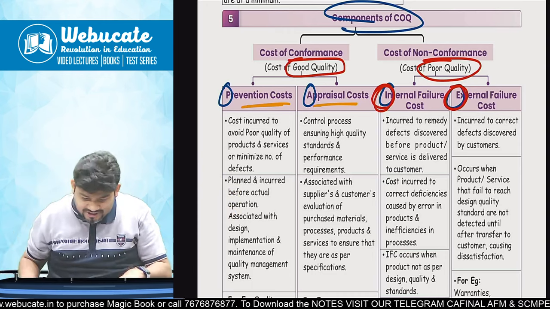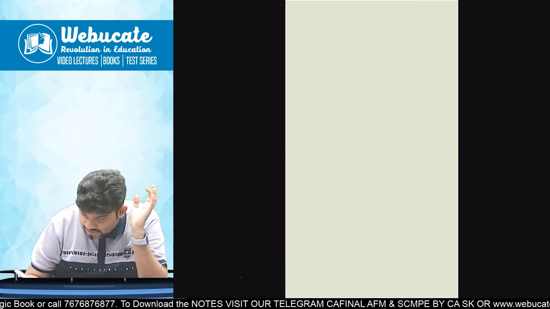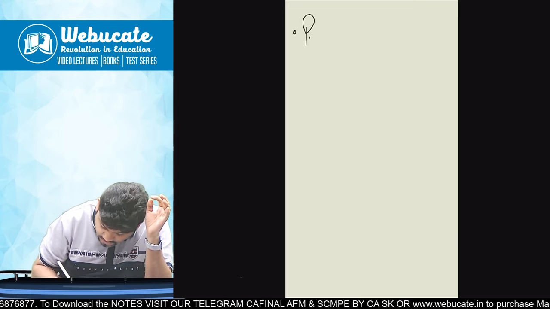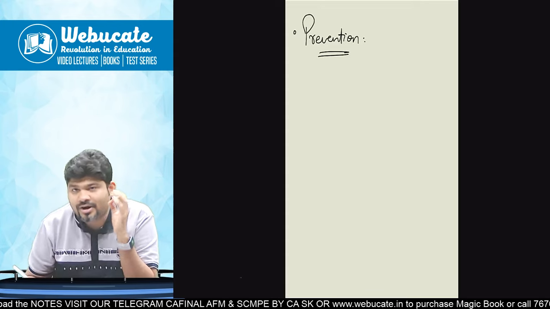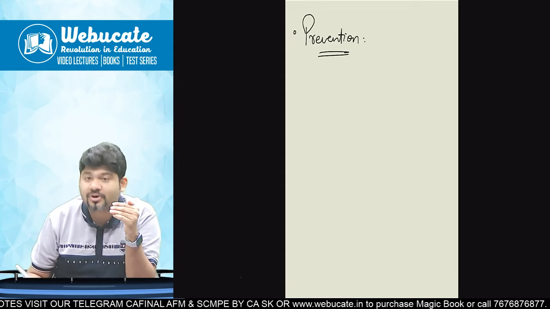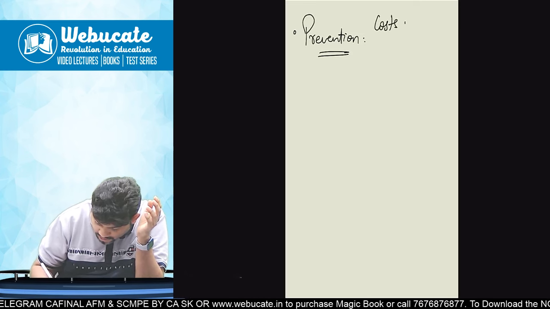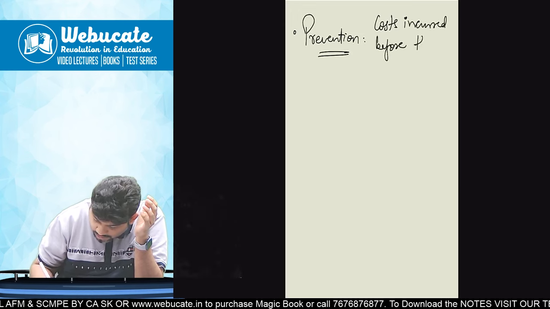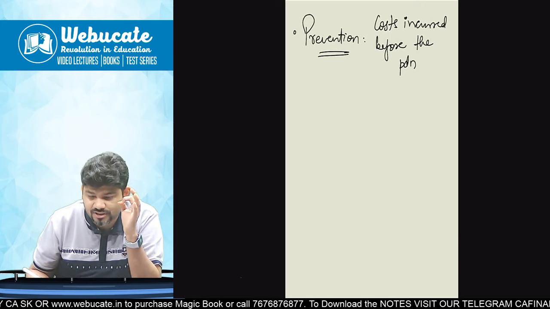So what are prevention costs? What are appraisal costs? So for you, I have derived a simple meaning to make you understand. You'll not find it anywhere. So just focus here and you'll get the answer. So first is prevention cost. What is a prevention cost? A cost incurred on designing the product before the product goes into the production. So costs incurred before the production is prevention cost.